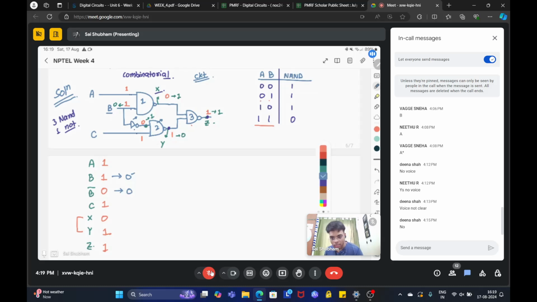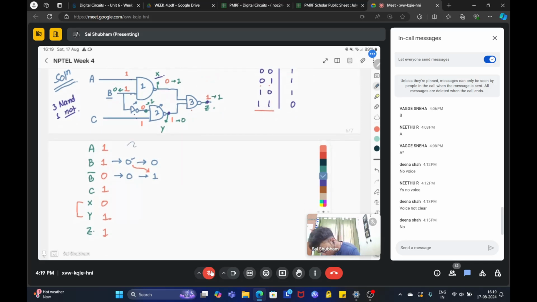B and B bar can both be 0 at the same time, because the transition will take a certain time to reflect. At a later instant, this will still be 0, but this will become 1. So there will be a transition time. Now let's do the analysis. A is still 1, and C is also 1. So we have 1 and 0, so X will be 1 only, right?